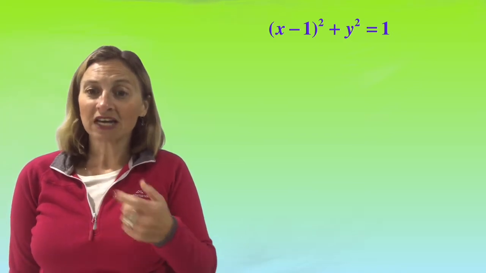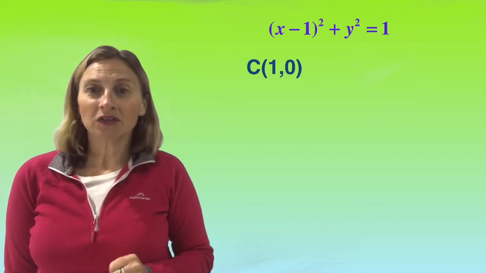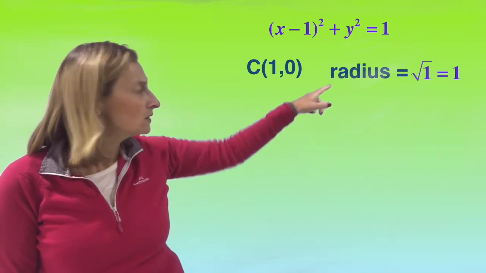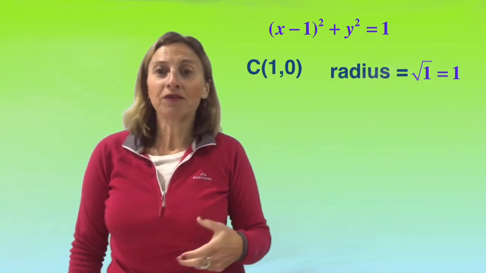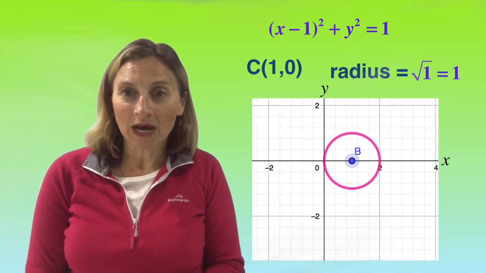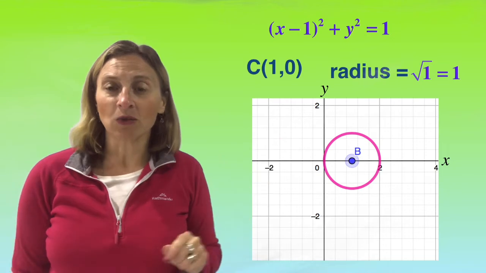Let's take a look at this one. x minus 1 all squared plus y squared equals 1. So what's the centre? It's whatever's attached to the x and the y, except always the opposite sign, remember? So the centre is 1, 0. And the radius is the square root of 1, which is 1. And now I have to graph the diagram. First we label the centre, 1, 0, and then we draw the circle of radius 1.